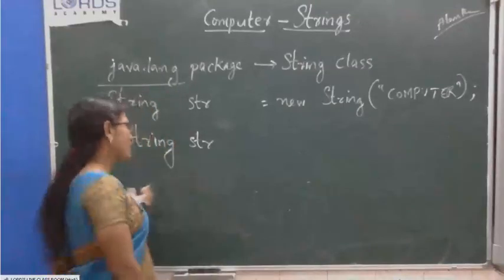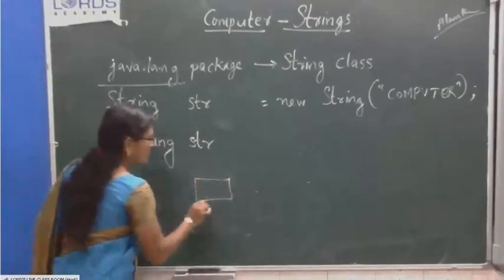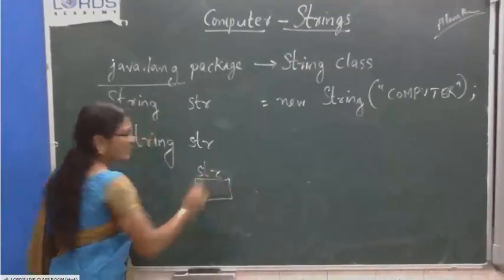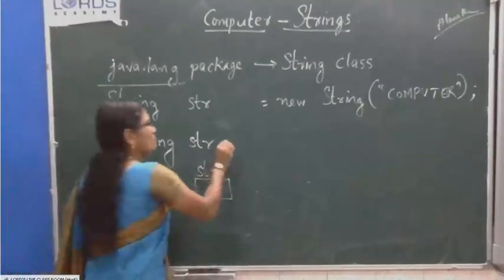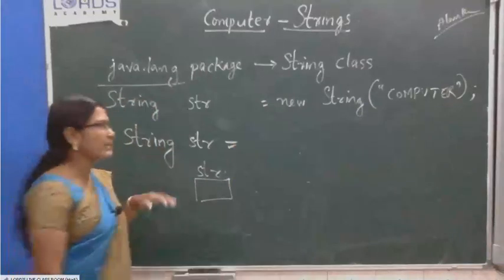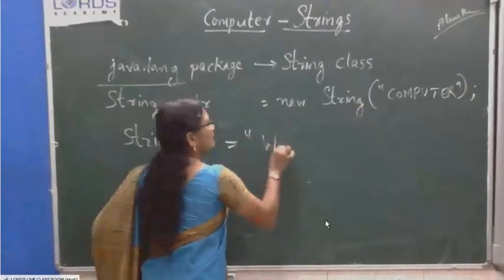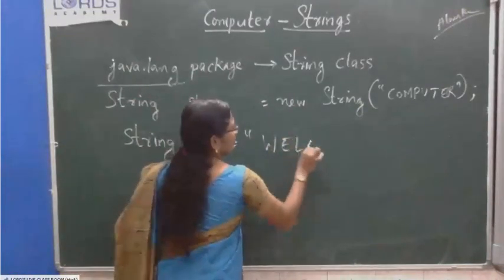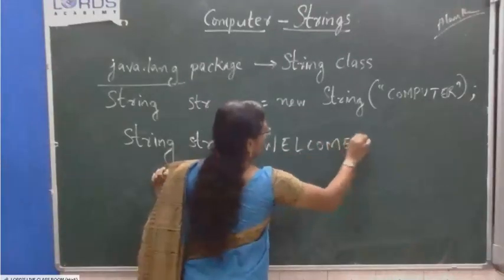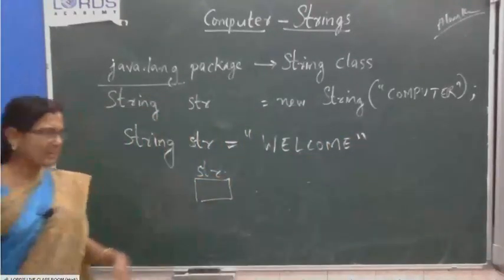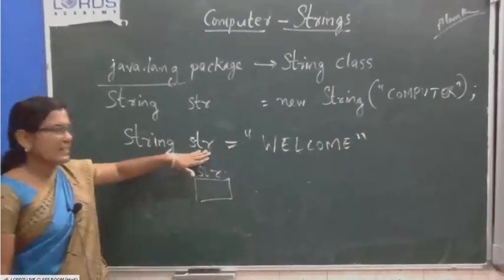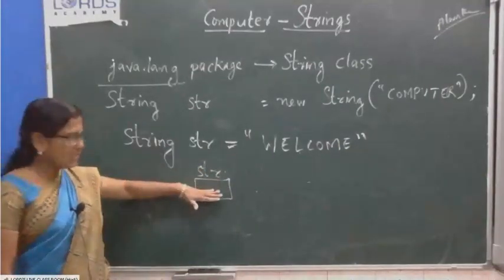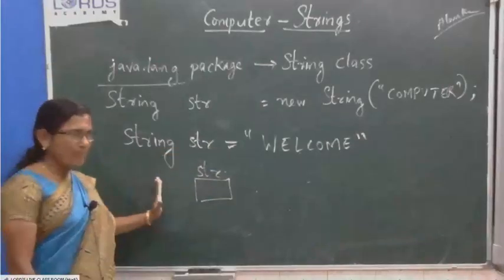So I am telling Java, reserve a memory location with the name str. So str is declared. Equal to assigns the string, say "Welcome". Welcome is the string I want to store in the memory location. So what happens? str is a memory location, a variable declared in the memory.